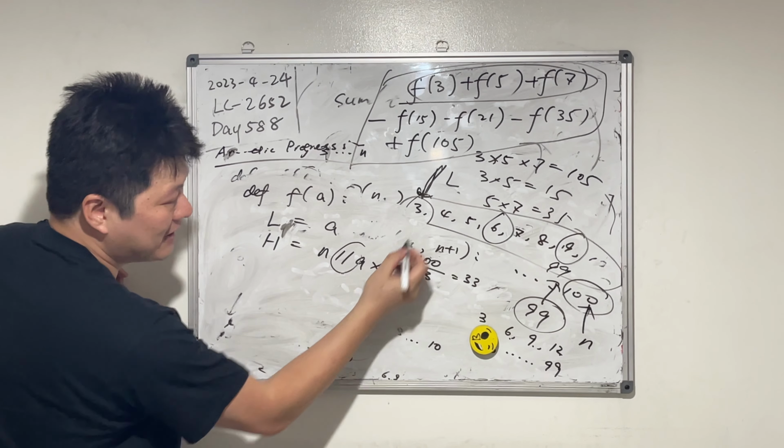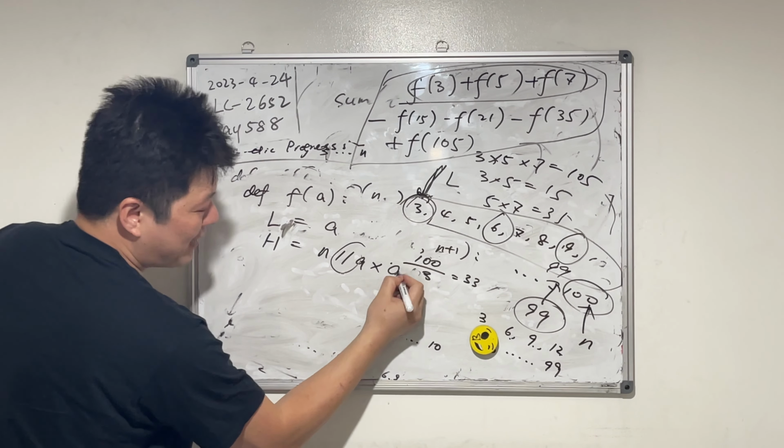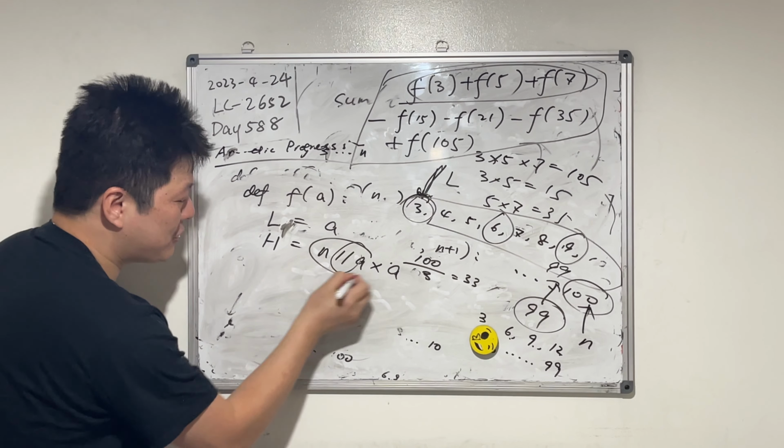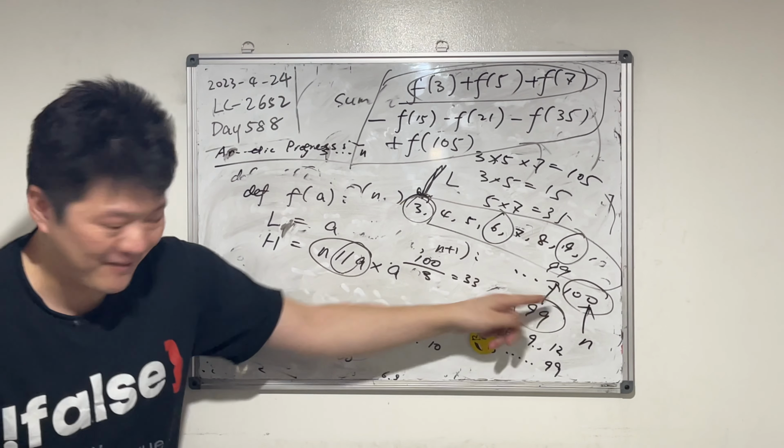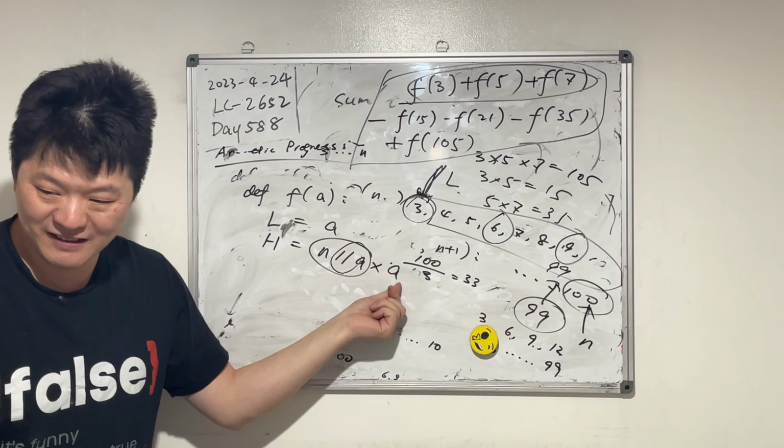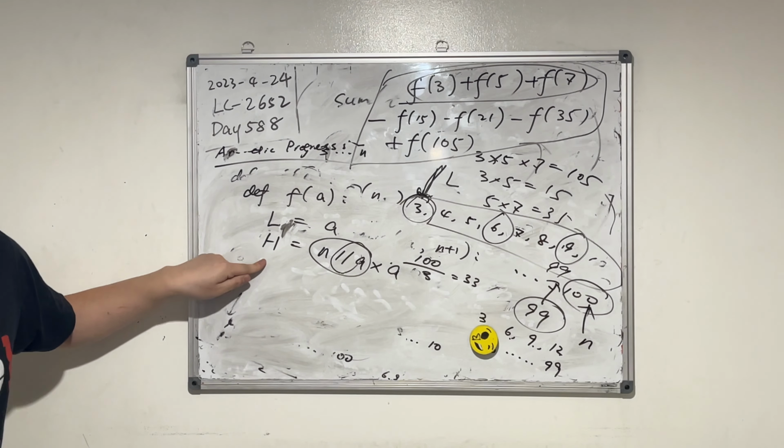And then times a, this is the integer part. Times 3, and that's 99, right? 33 times 3 is 99. Okay? Now we have the upper bound.